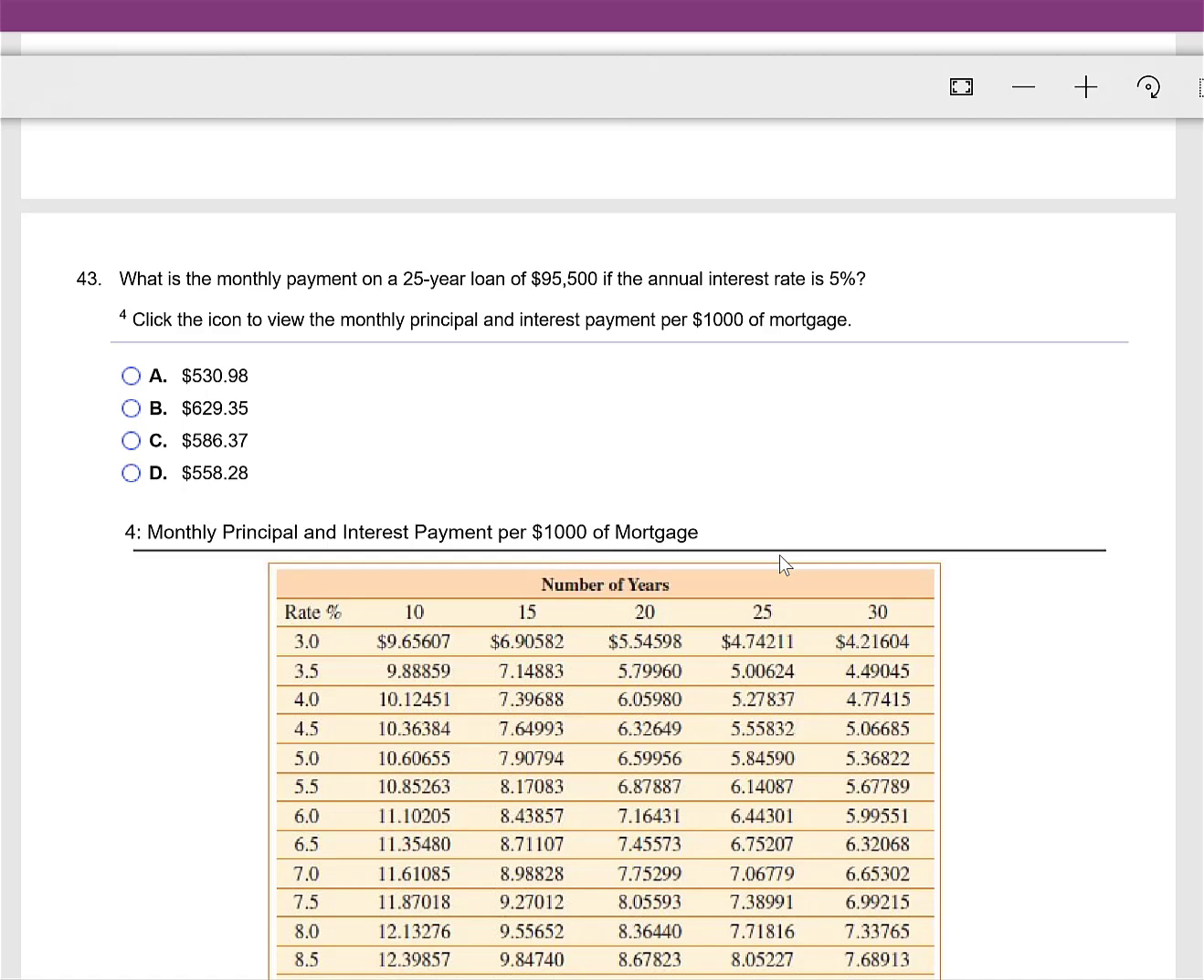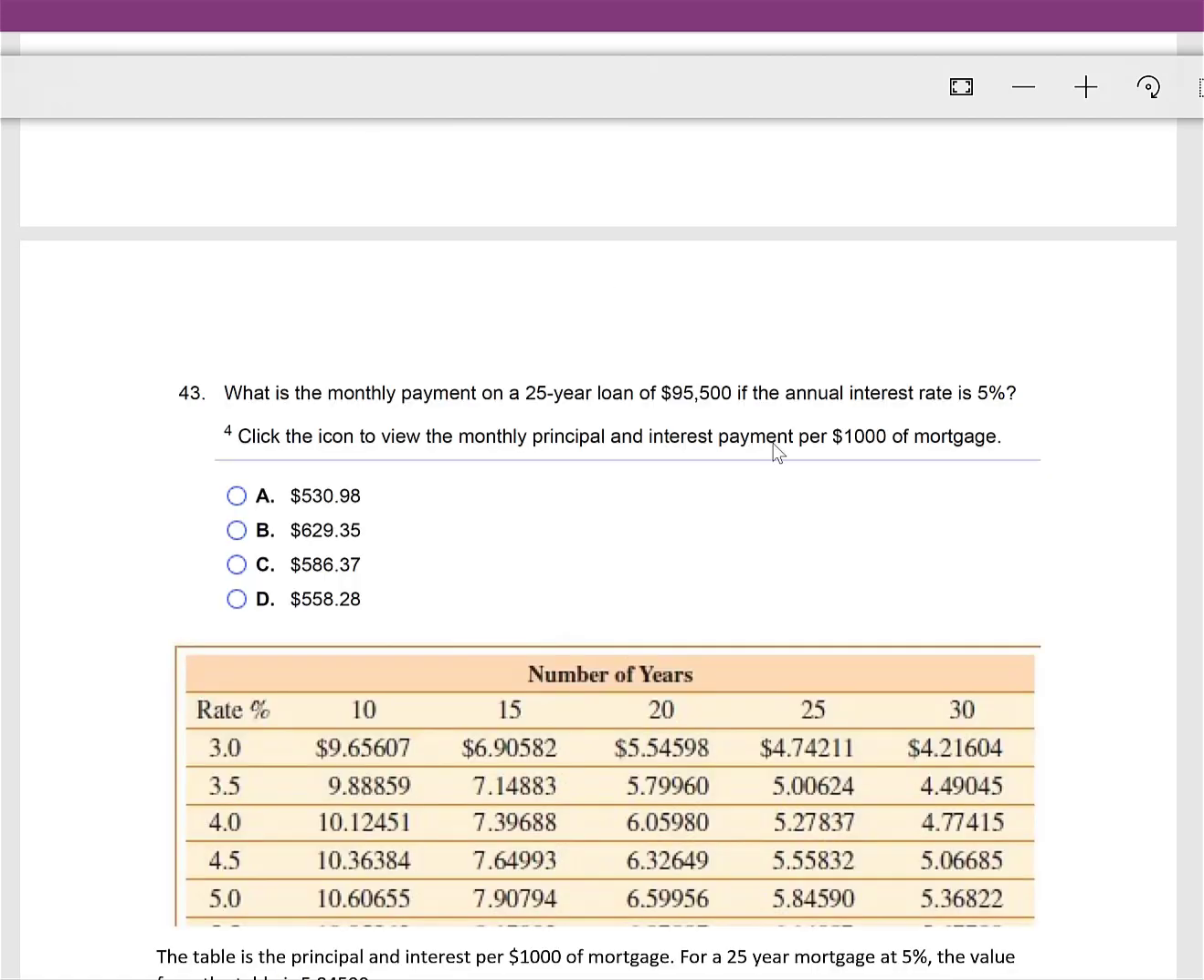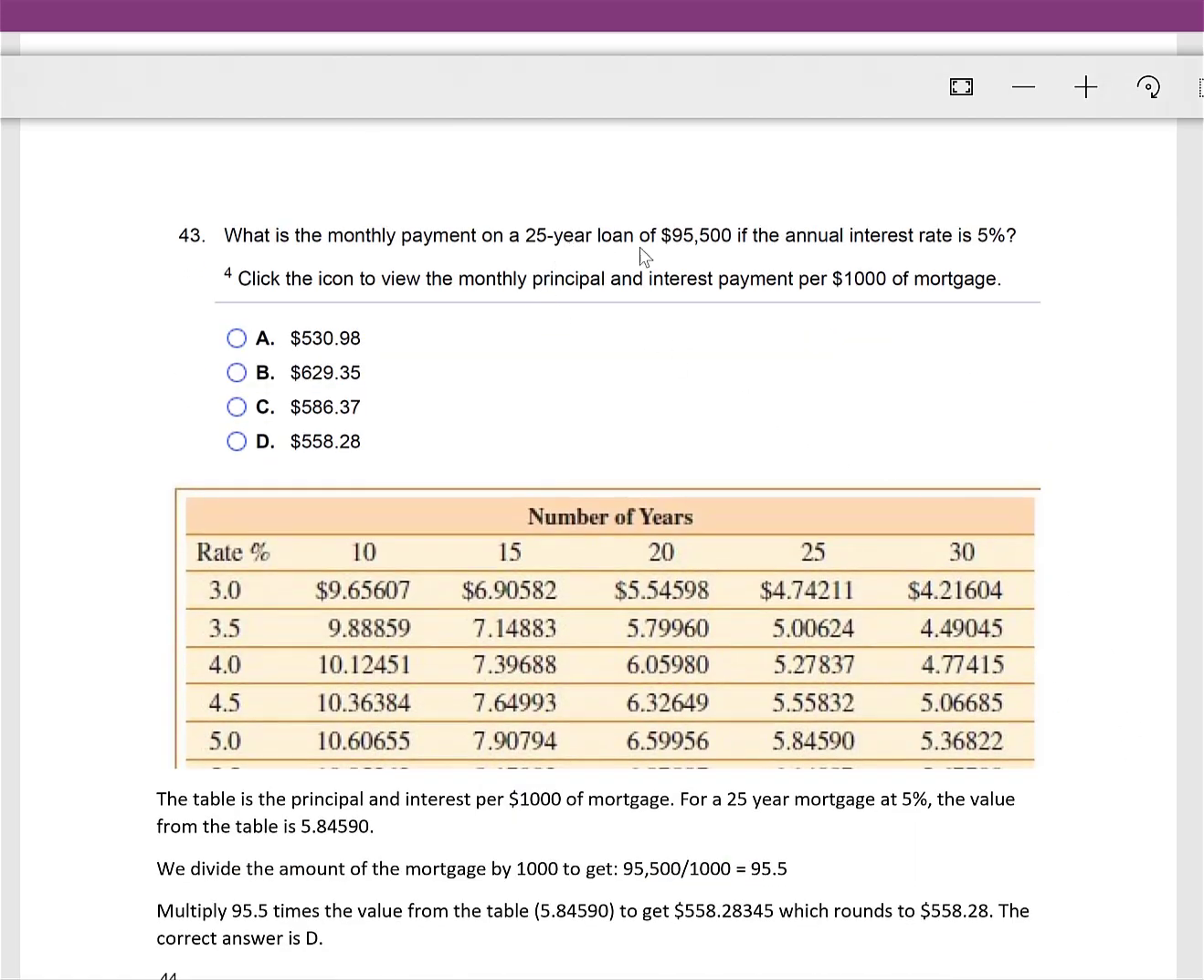Okay, so this one we're going to figure out the payment for. I think I have a detailed solution for number 43, yes. 25-year loan, $95,500 with an interest rate of 5%. And this table shows you the principal and interest per $1,000 of mortgage. So for a 25-year loan at 5%, the value from the table is right here, 5.84590. So we take the amount of the mortgage and divide by 1,000, we get 95.5. So we're going to take 95.5 multiplied by the value from the table, and we get a monthly payment of $558.28. And so the correct answer for this one is D.